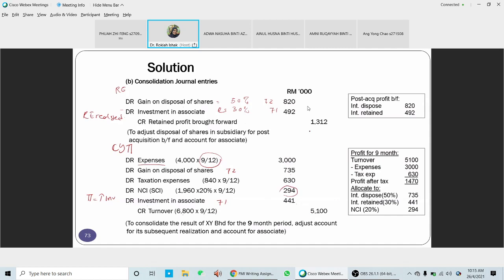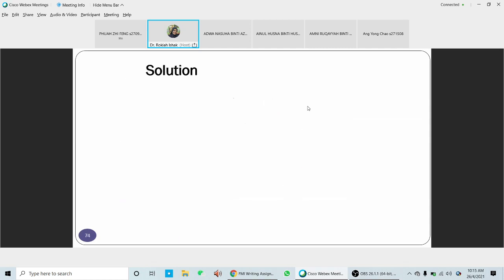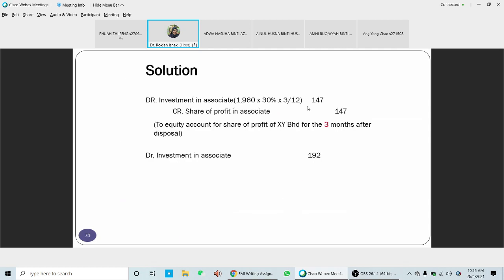Okay, so this is your journal entry number 1. This is journal entry number 2. The next one you're going to share for the profit for the next 3 months. So the profit that we have here, the remaining stake that you have here is 30%, and then time with 3/12 for the next 3 months. There'll be a debit to investment, credit shares of profit in associate.